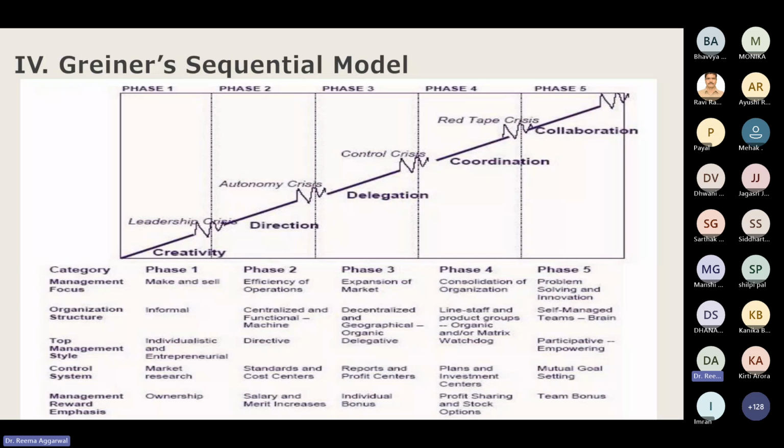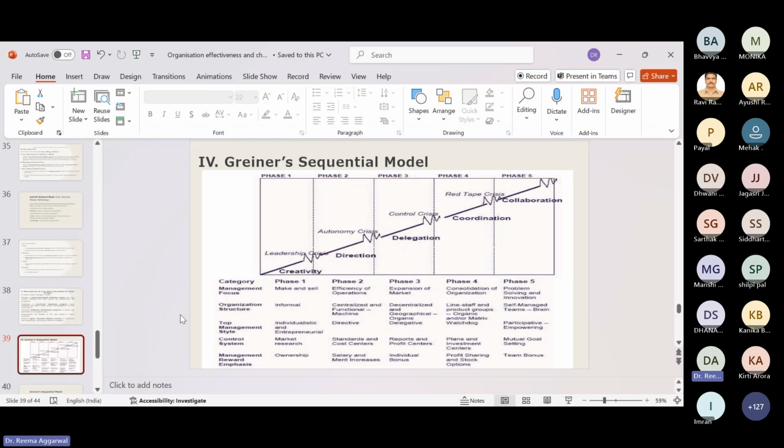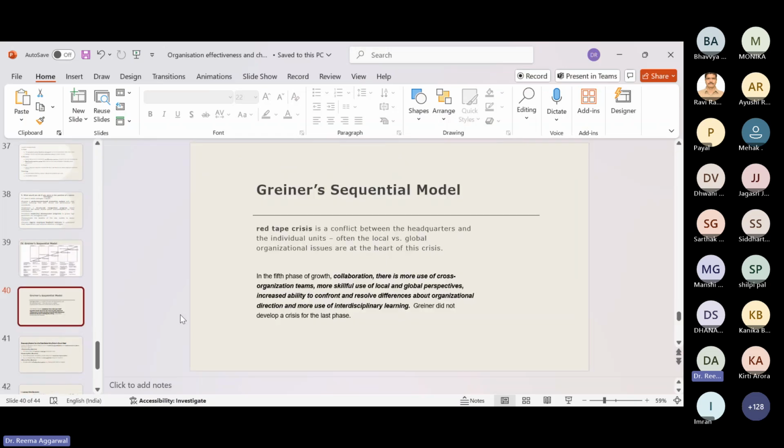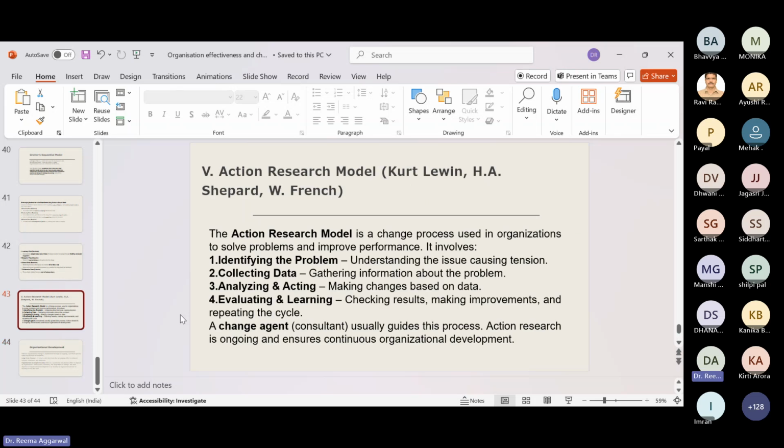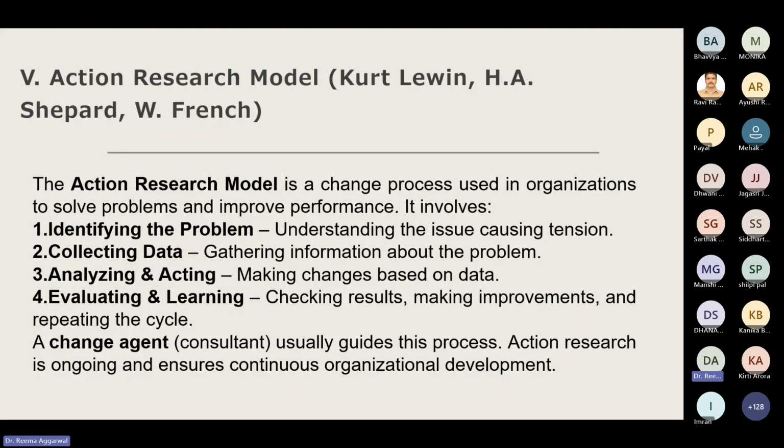Is it clear now? Yes, ma'am. Okay, right? So it is there in your study material also. You could go through it. Here I have given you the explanation. Now I'm keeping the last model, that is action research model. This model talks about continuous organization development.